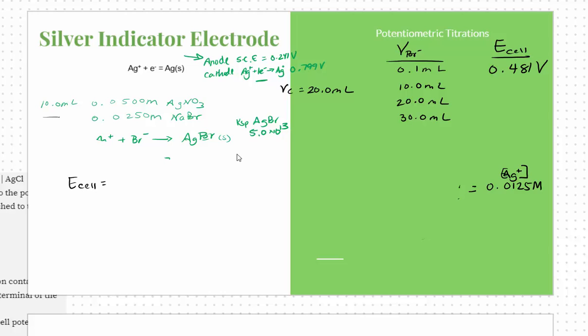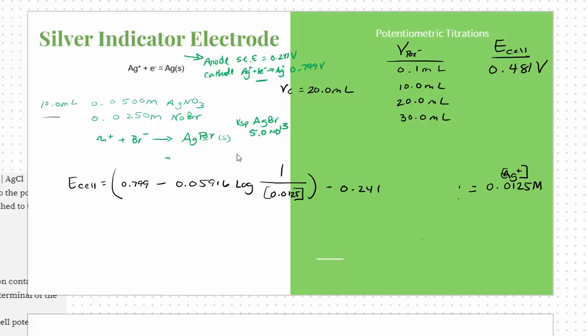So the E of the cell is going to be equal to the E of the cathode. We start with the standard reduction potential of the cathode, and we're going to subtract the 0.05916, our constant, times the log of the Q value. The Q value is 1 over the concentration of the silver ion. In this case, we just calculated it to be 0.0125 molar, and then we subtract the anode standard reduction potential.